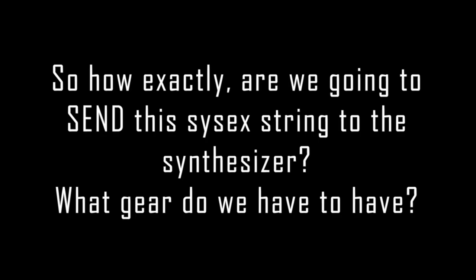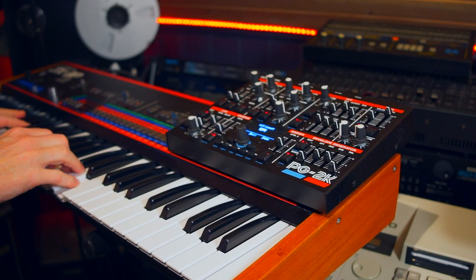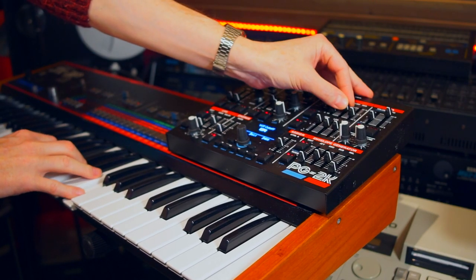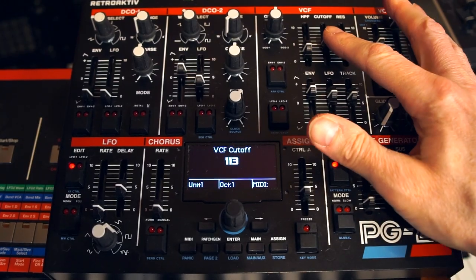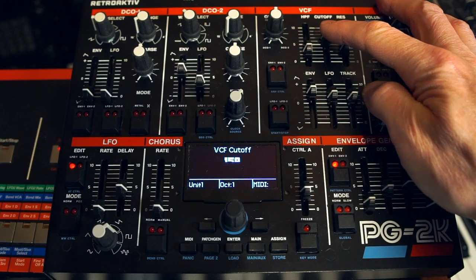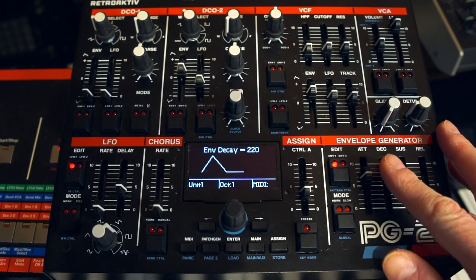And so now comes the more practical issues. How are we going to use this information to send the Sysex string to the synthesizer? What gear do we have to have? Well, one type of gear is very useful, and that is a controller. When you buy a controller for a vintage synth, someone has already done the work for you. They've programmed each of the faders and knobs on the controller to send out Sysex strings, just as I showed you, to control the different parameters on that synth.